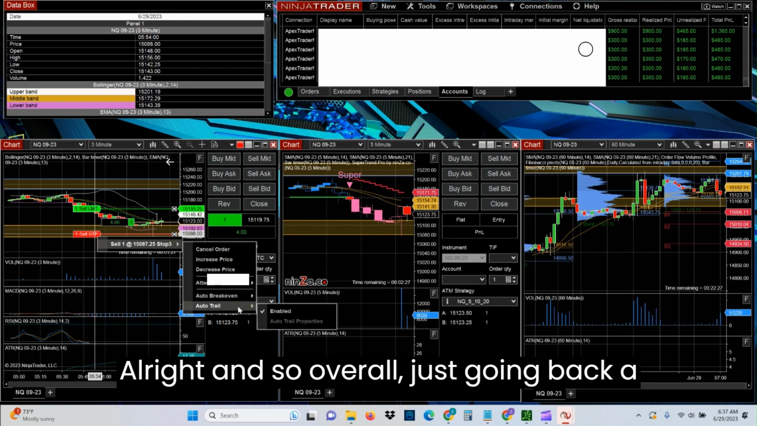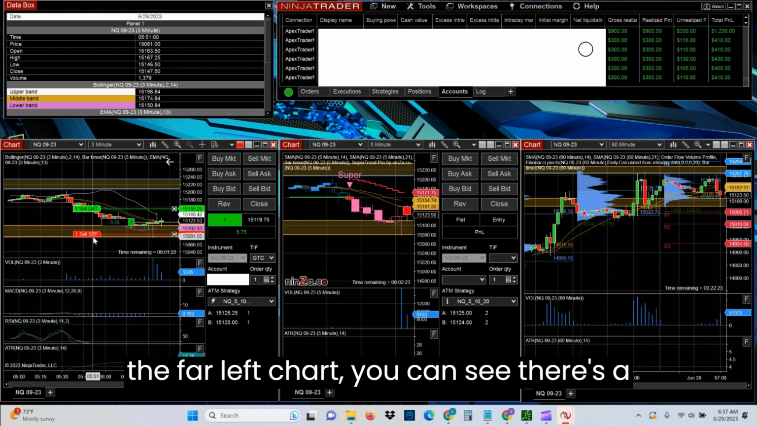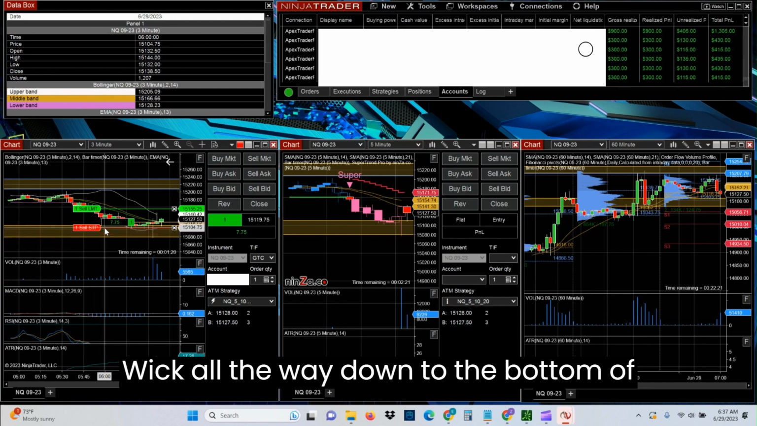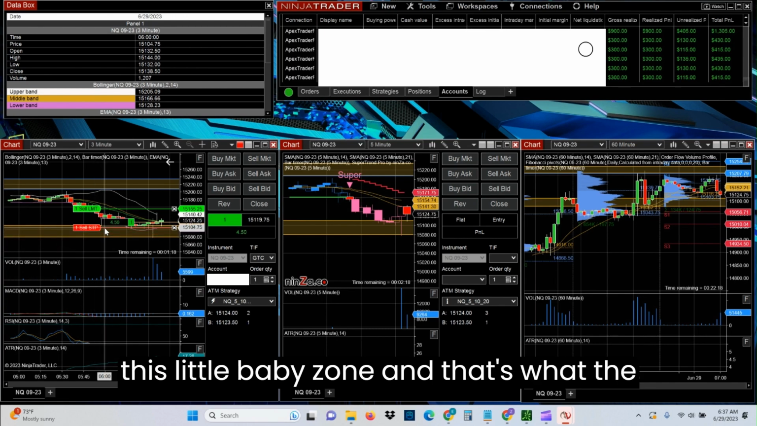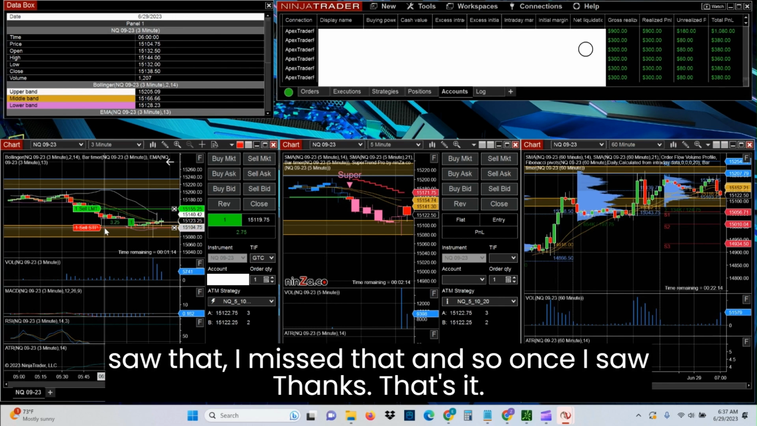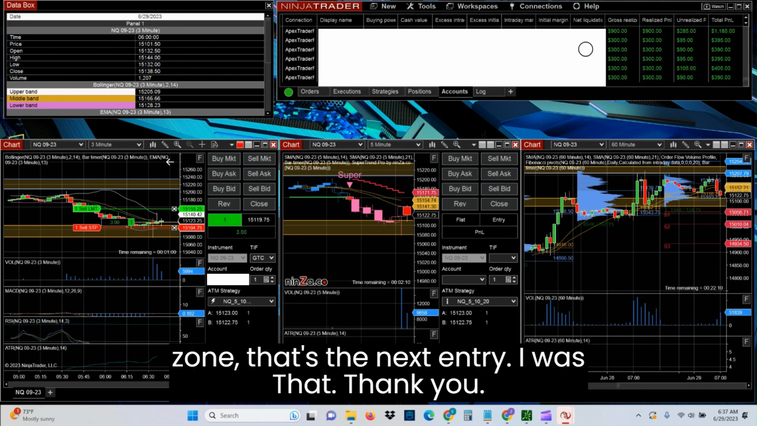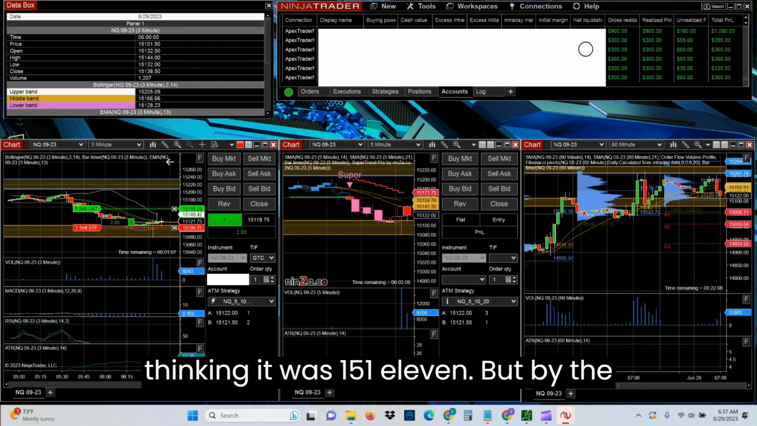All right, and so overall, just going back a little bit, if you look 3 candles back on the far left chart, you can see there's a wick all the way down to the bottom of this little baby zone, and that's at the price of 150.80. So I saw that I missed that, and so once I saw that we closed above this little baby zone, that's the next entry I was thinking was 151.11.